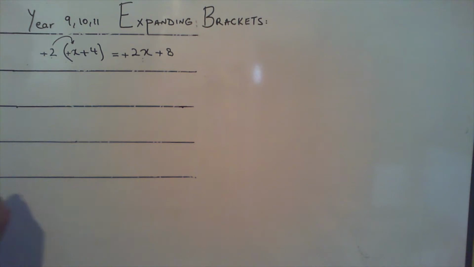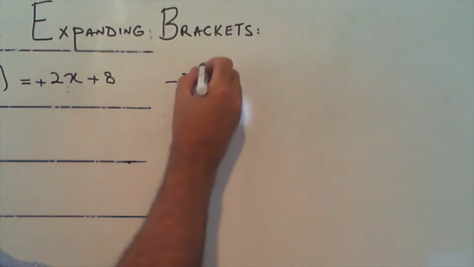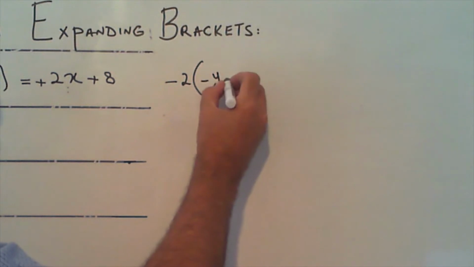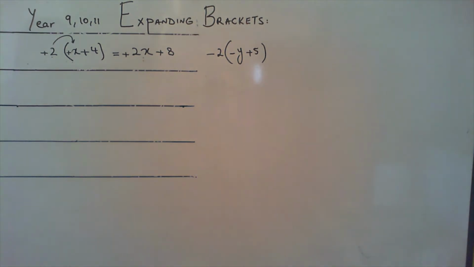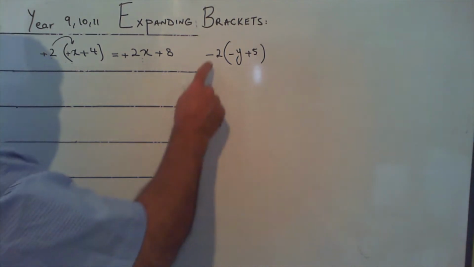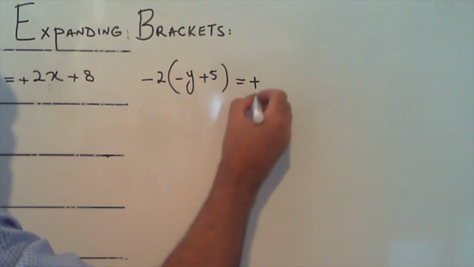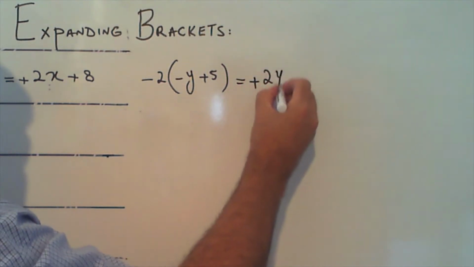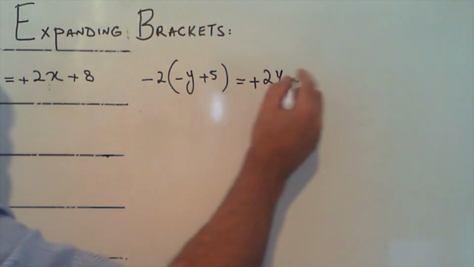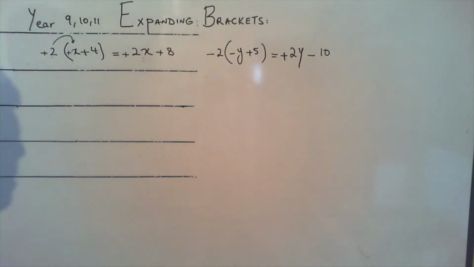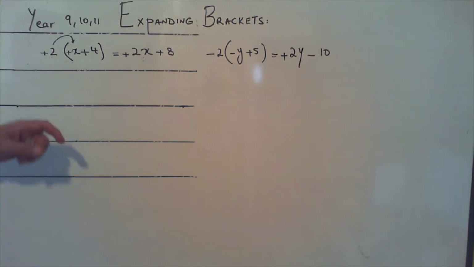Equally, if I have minus 2 times minus y plus 5. Expanding this bracket, we talked about how we multiply the signs first. So minus times minus is going to give me plus. 2 times y is 2y. Minus times plus is minus. 2 times 5 is 10. So we notice in the second example, it is very important that, as in the first one, we multiply the signs first. Otherwise, we'll have problems.